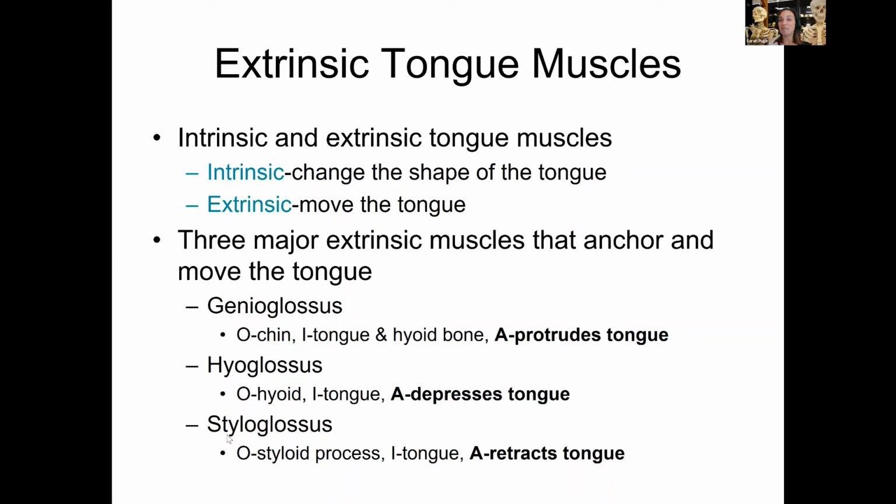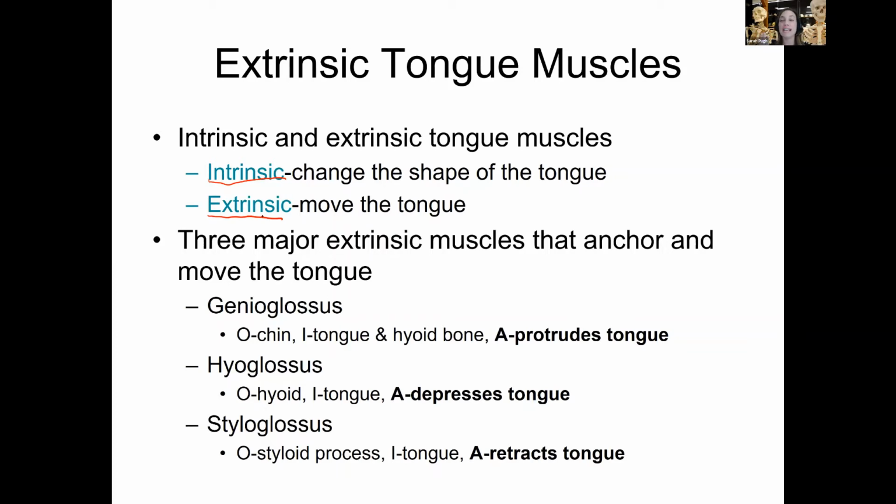But the tongue is a muscle itself. So we have intrinsic tongue muscles, and these just help to change the shape of your tongue, like they can make it pointy or make it flat. The ones I'm going to touch on are the extrinsic tongue muscles. These are the ones that are outside the tongue. They help to move the tongue around the mouth.